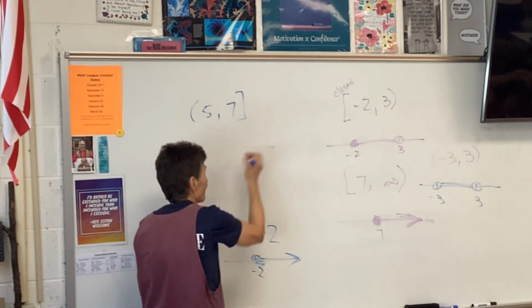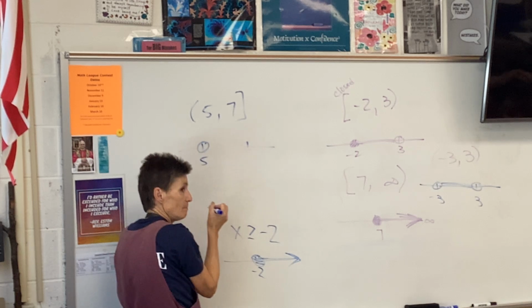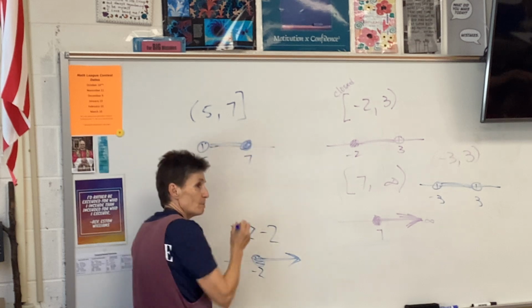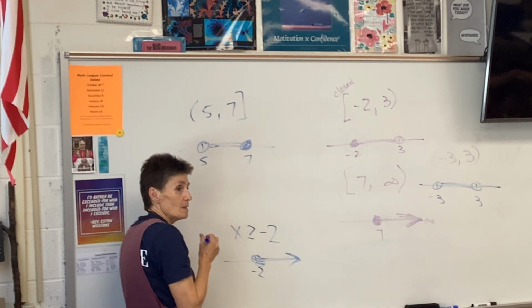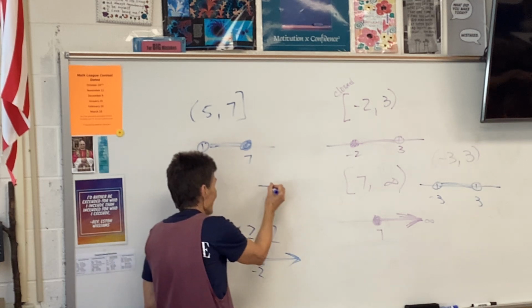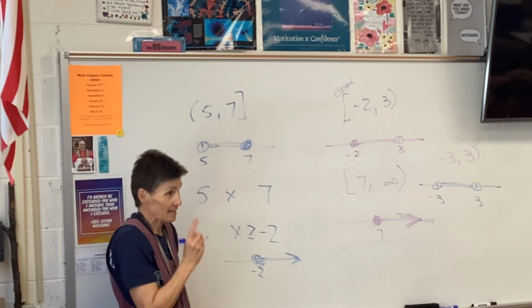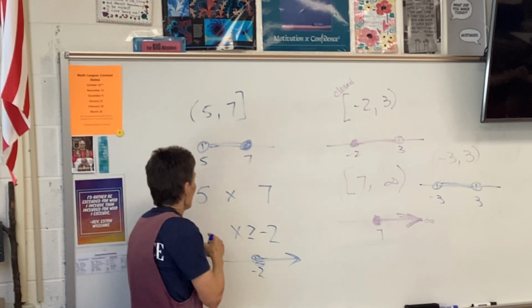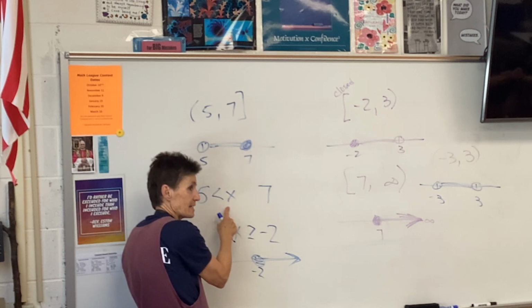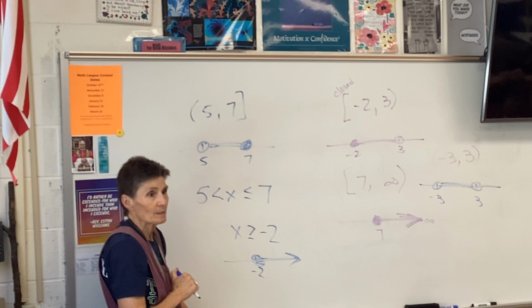Well, if we did graph it, what would it look like? Open at 5, closed at 7, shaded in between. So if I'm going to write that as an inequality, I'm going to have a 5 and a 7, and won't my x be right in the middle? Because that's where I shaded. And I've got to be bigger than 5, so 5 is less than x, and less than or equal to 7?